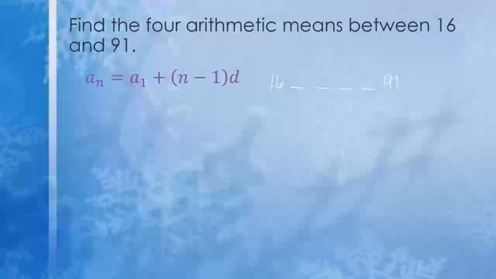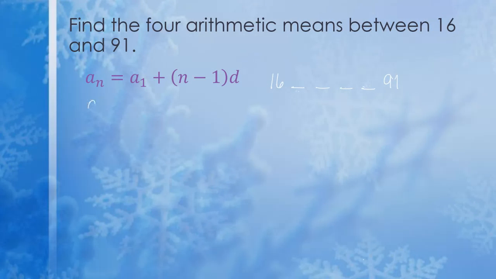I don't know what my D is. I do know my last term, my 1, 2, 3, 4, 5, 6th term is 91. And I know my first term is 16. So I can plug these in. I can say 91 equals 16 plus 6 minus 1 times D. And I can solve to find my difference. So I'm going to start by subtracting 91 minus 16, and I get 75.